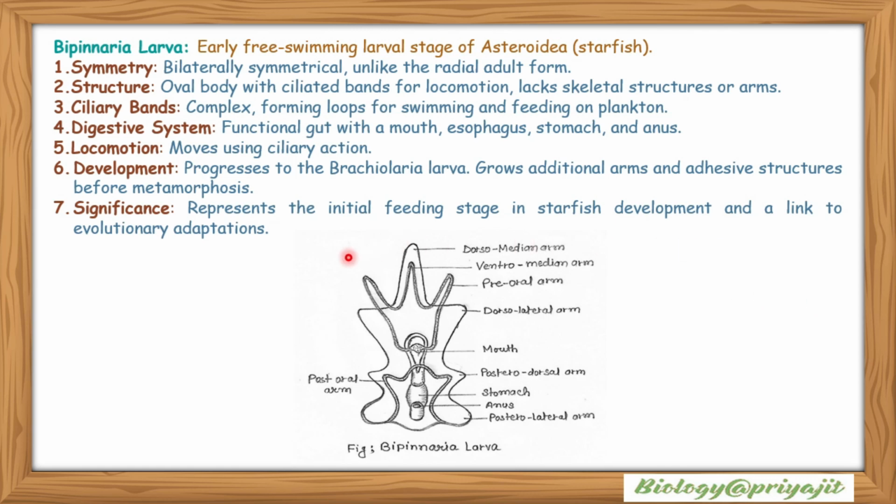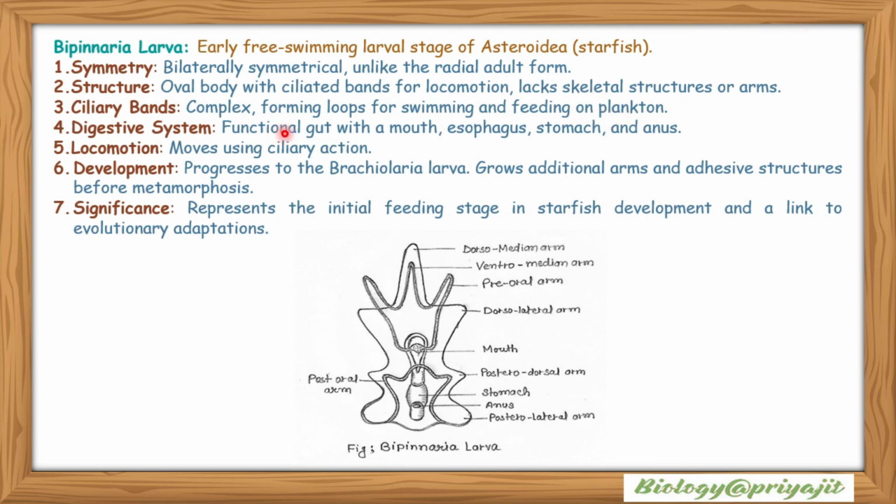Bipinnaria: this is the pencil sketch of the bipinnaria larva. They are early free-swimming larval stages of Asteroidea, or starfish. Symmetry: they are bilaterally symmetrical, unlike the radial adult form. Their structure: they have an oval body with ciliated bands for locomotion, and lack skeletal structures or arms. Ciliary bands: they are complex, forming loops for swimming and feeding on plankton.